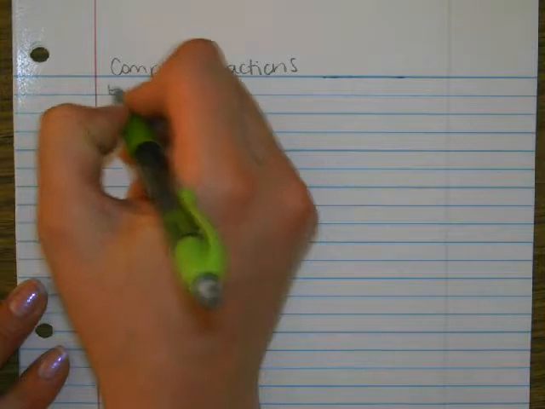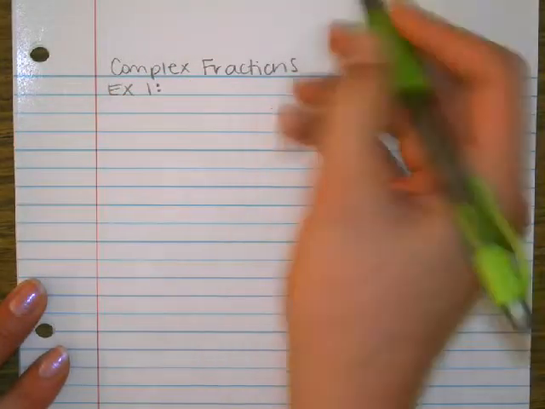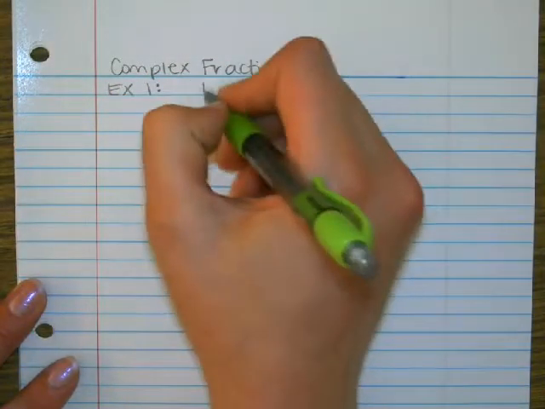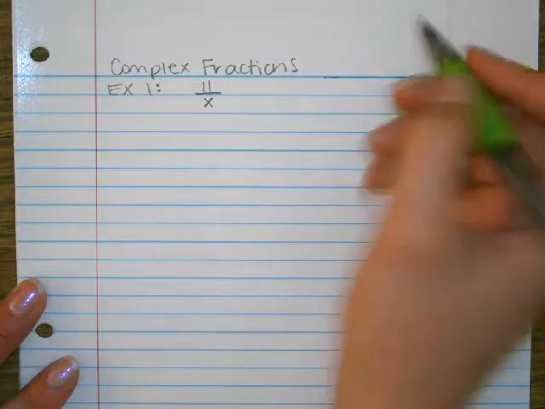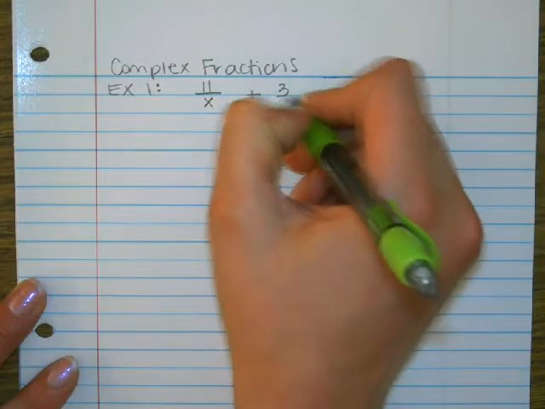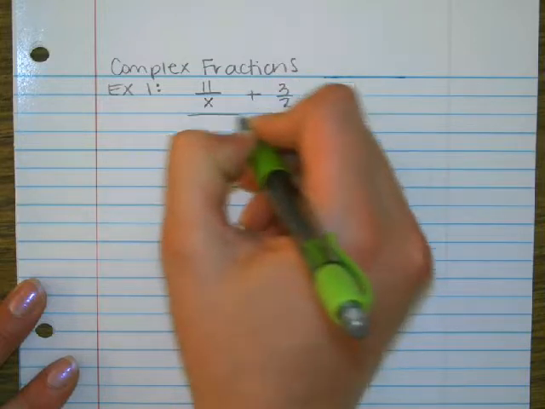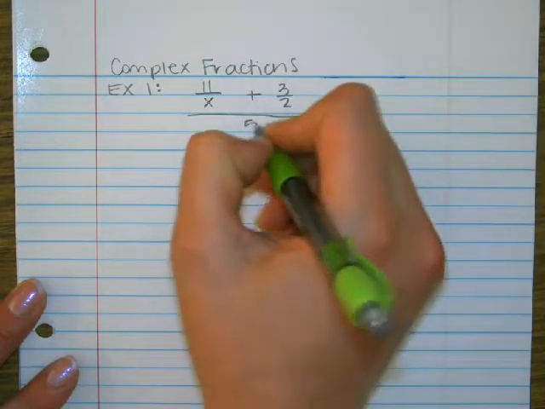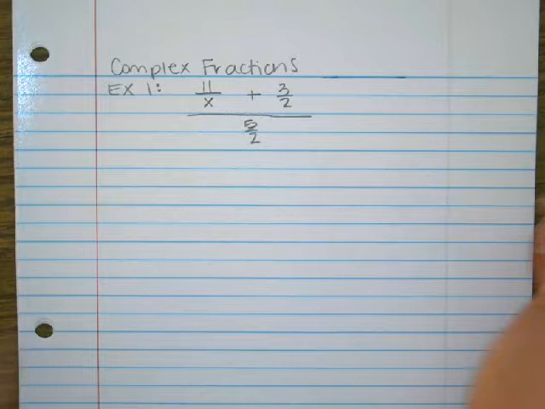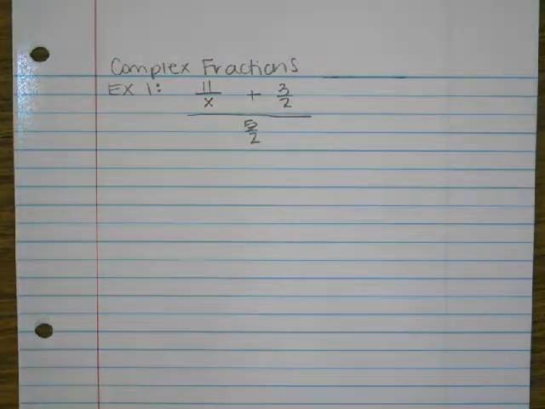So for the first example, we're going to do 11 over x plus 3 over 2 divided by 5 over 2. 11 over x plus 3 over 2 divided by 5 over 2.